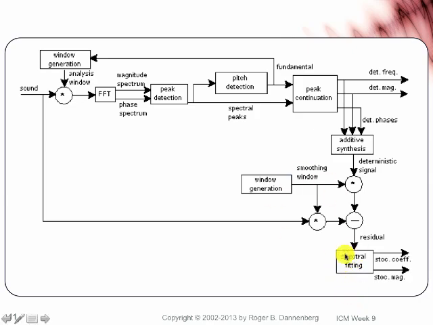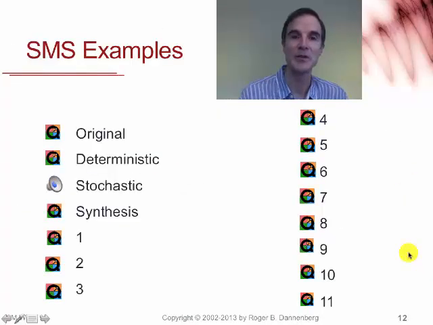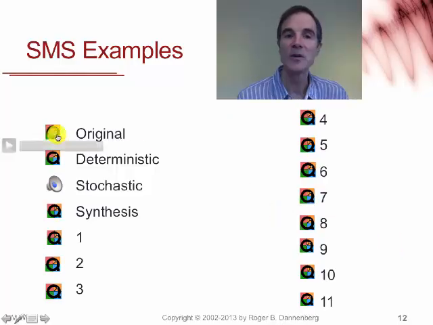Then there's a curve fitting process that approximates the shape of the residual spectrum. From that, the coefficients are output, and that's part of the representation. So now we have two parts: the sinusoidal part and the noise part. We can do some interesting things with that. Here are some examples, again, from Xavier's work.